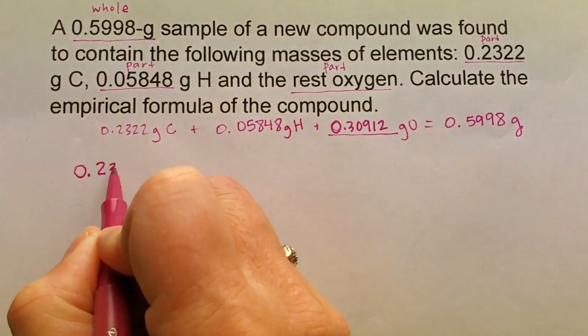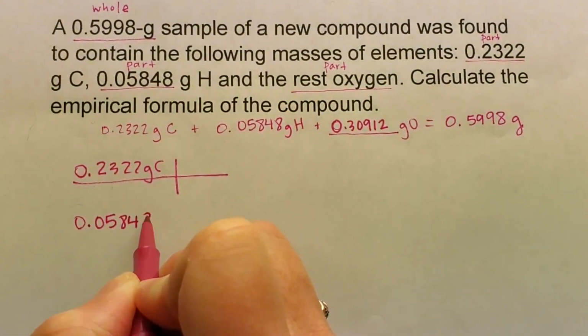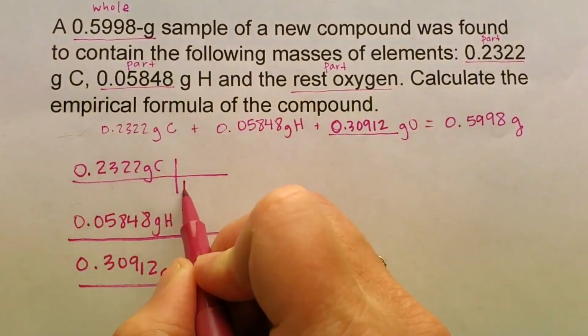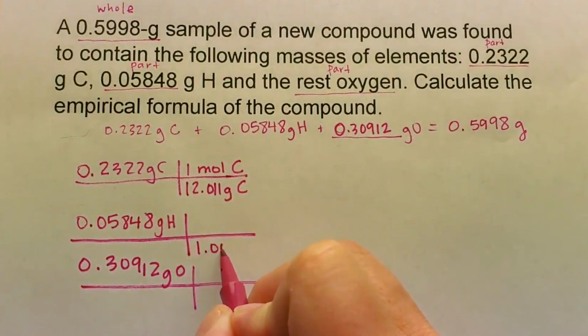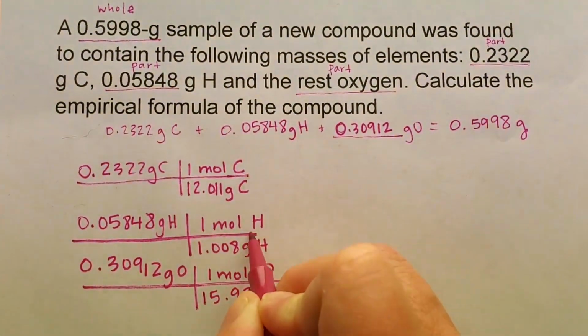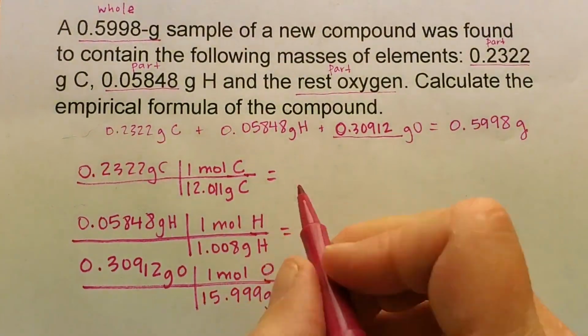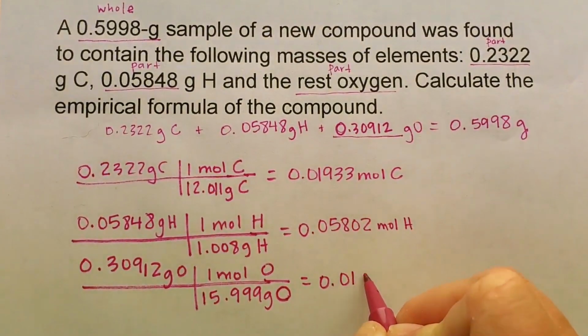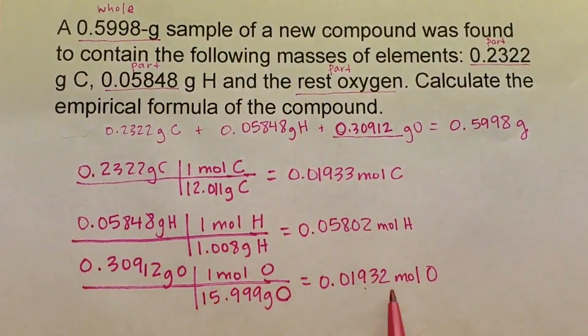Okay, in this problem, we've been given grams, so we don't have to worry about changing from percentages. So what we're going to do is change the grams of carbon, the grams of hydrogen, and the grams of oxygen to moles. I'm going to show that quickly. To convert grams to moles, we look up each molar mass and divide by the molar mass, and then write the answer with 5 significant digits.